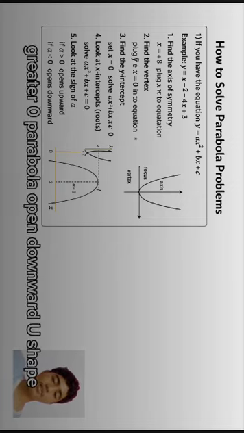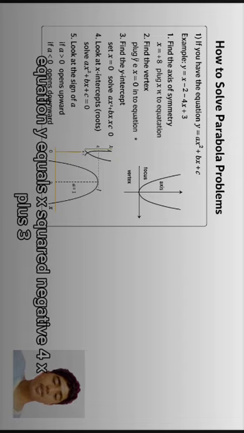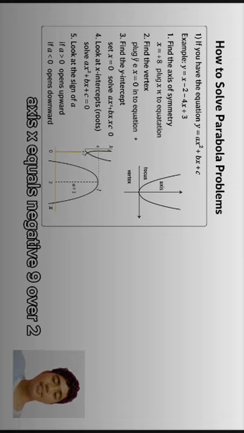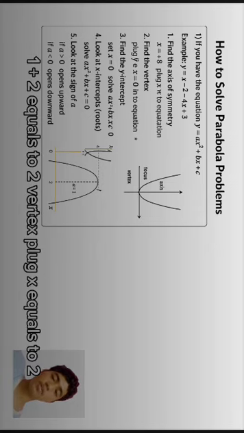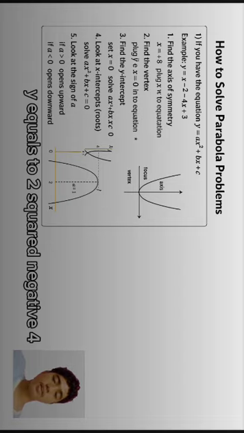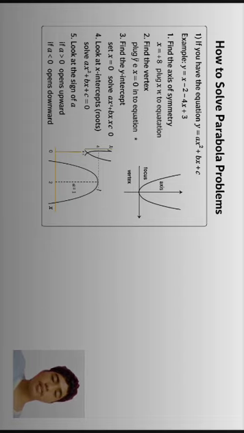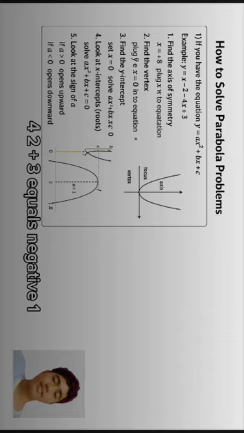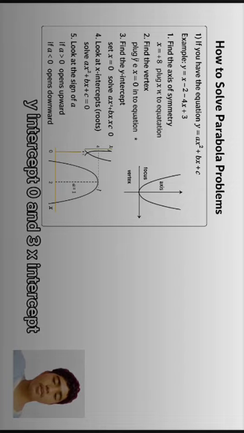If a is less than 0, the parabola opens downward, an upside down U shape. For example, the equation y equals x squared minus 4x plus 3. Axis: x equals negative negative 4 over 2 times 1, which equals 2. Vertex: plug in x equals 2, y equals 2 squared minus 4 times 2 plus 3 equals negative 1. Vertex: 2 and negative 1. Y-intercept: 0 and 3.